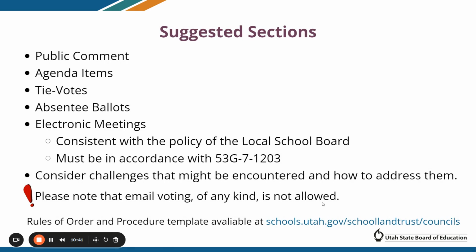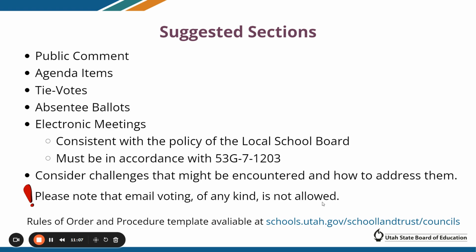Some suggestions for other sections to include in the Rules of Order and Procedure are public comments. How will they work in your meetings? How will items be added to the agenda? What will you do when there is a tie vote? Will you flip a coin as suggested in Robert's Rules? Or will a tie vote be noticed as a loss vote? How will you determine the majority vote?